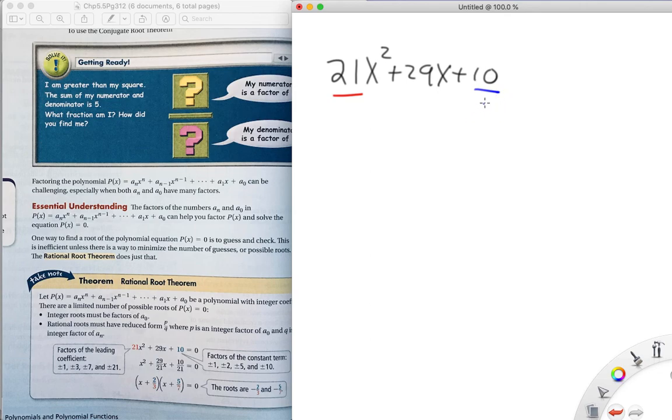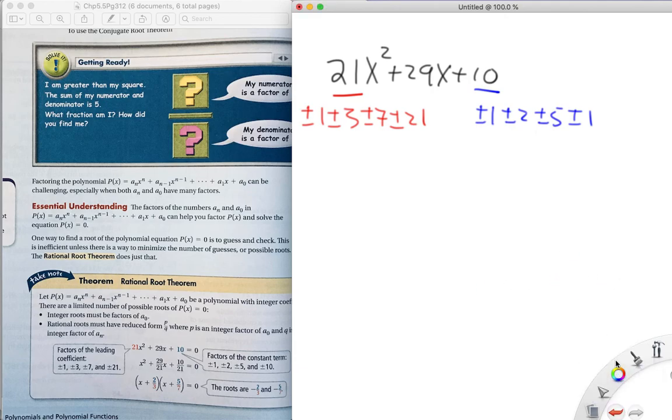The first thing that we do is we get all the factors of both of those things, the leading degree variable and the constant. The constant has factors of plus or minus 1, plus or minus 2, plus or minus 5. These are all numbers that it can be multiplied or divided by. And plus or minus 10. Well, this guy has factors of plus or minus 1, plus or minus 3, plus or minus 7, and plus or minus 21.